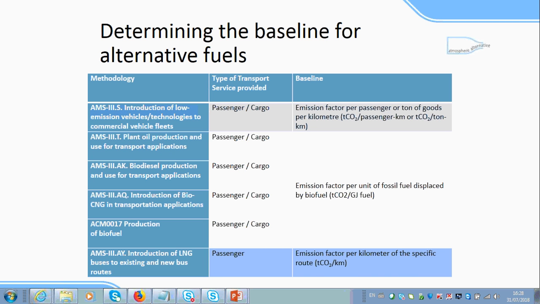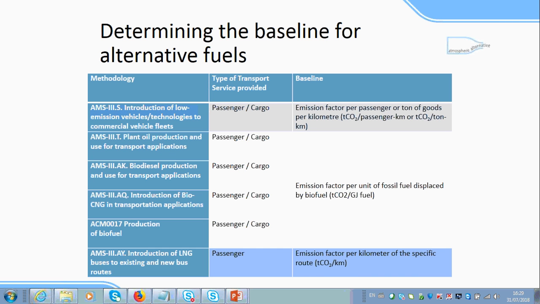That's quite general. In the case of these methodologies, the baseline is assumed to be the use of fossil fuels in the vehicles that, in the case of the project, apply these alternative fuels. So, for calculation purposes, the baseline is defined as the emission factor per unit of fossil fuel displaced by the biofuel.